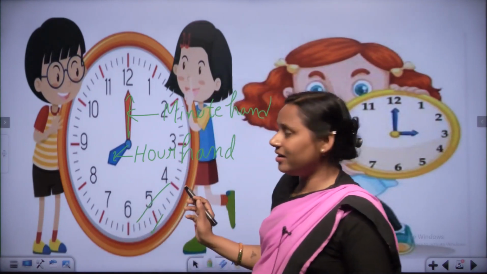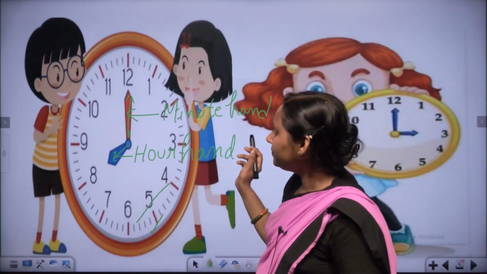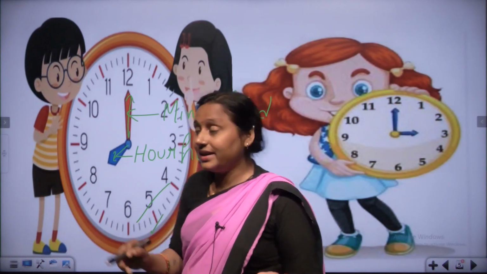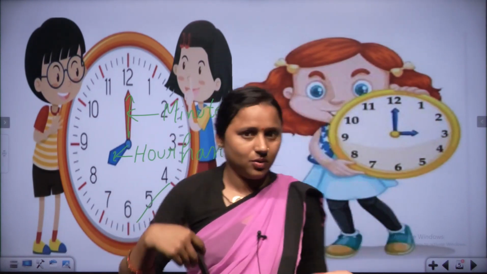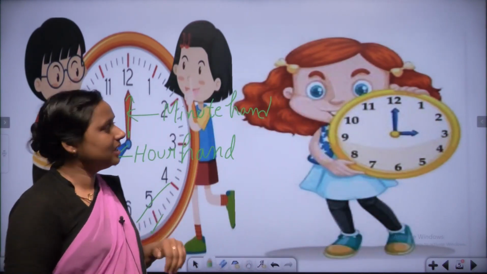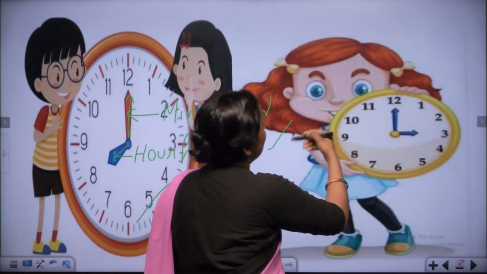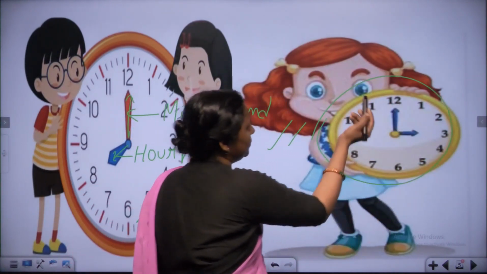All of you understand? First one is clear. All of you clear? Which one is the hour hand and which one is the minute hand? Okay, look at the second example. Here a girl is also holding a clock, a beautiful clock.